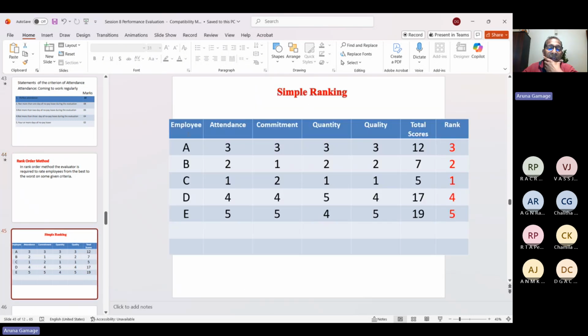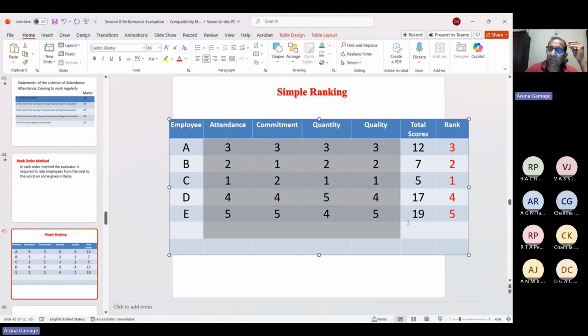For example, there are 5 employees: A, B, C, D, E. There are several criteria to be considered: attendance, commitment, quality, quantity. In terms of attendance, you can rank these employees, right? So shall we perform an activity?